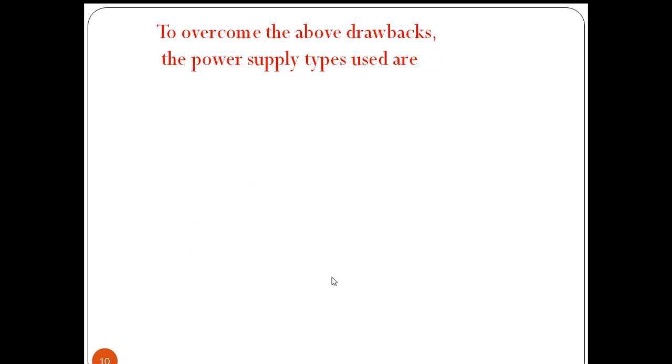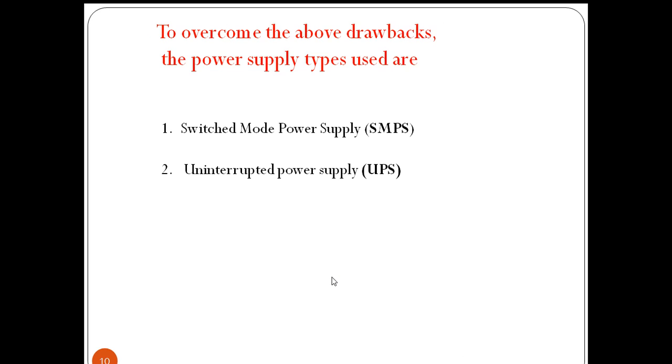Regulation is 0.1. So these are some problems which we are getting from linear power supply. To overcome the problems which are coming with the linear power supply, we are going for alternatives. One is SMPS, switch mode power supply. Second one is UPS, uninterrupted power supply. So we are having these two options to alleviate the problems which are coming from linear power supply.